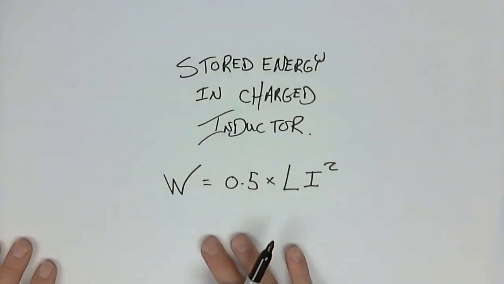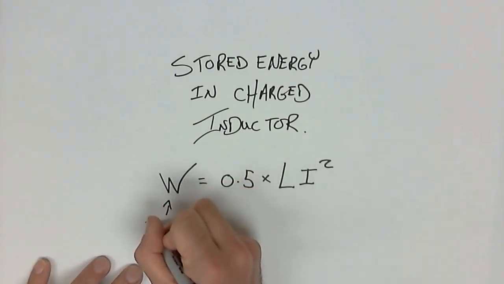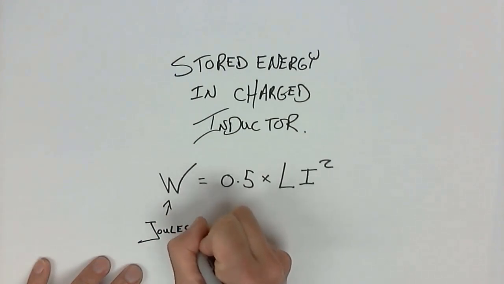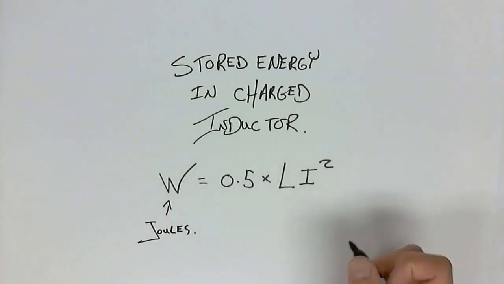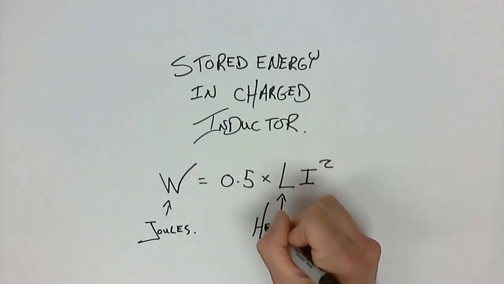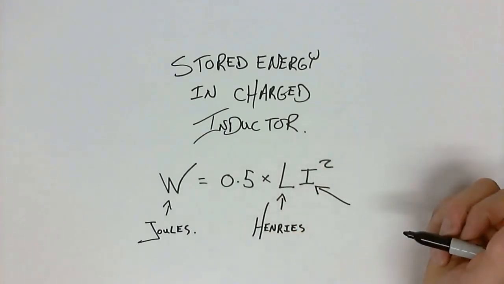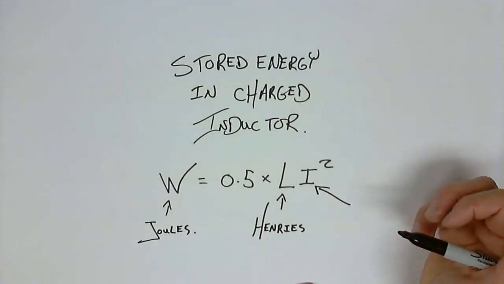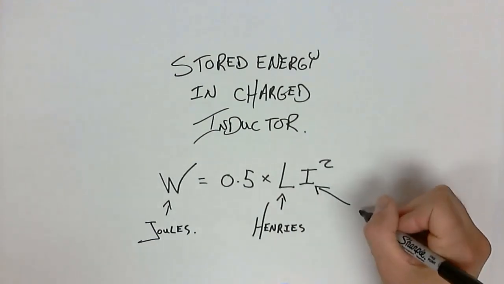Let's take a look at how we calculate energy that's stored in a charged inductor. Energy that's stored in a charged inductor will take the form of joules. And so with this equation, joules is represented by the W. 0.5 is a constant numeric value we will use with the calculation. L is measured in henries. And the current is the current at steady state. Steady state value of current, or really it could be the current at any time, but I'm going to use the steady state current value.